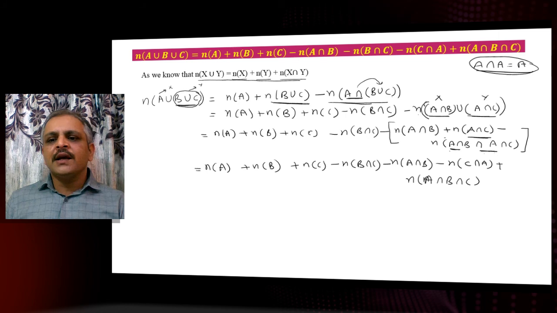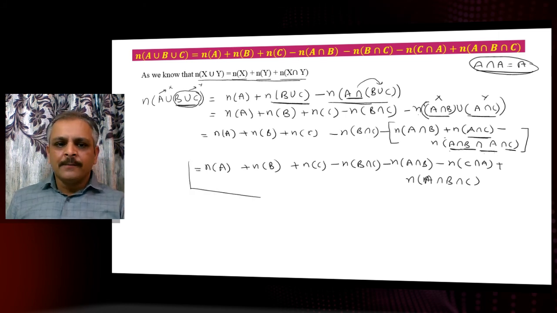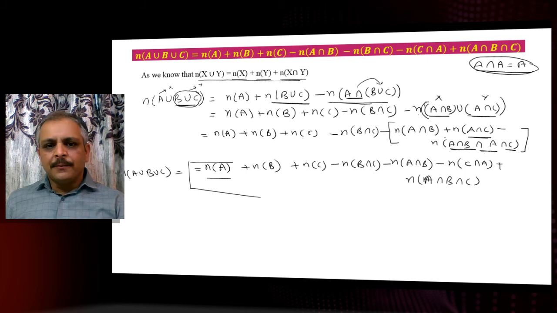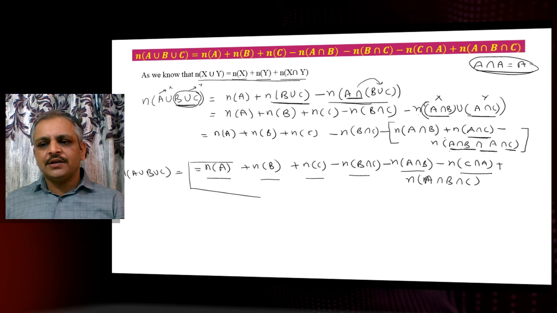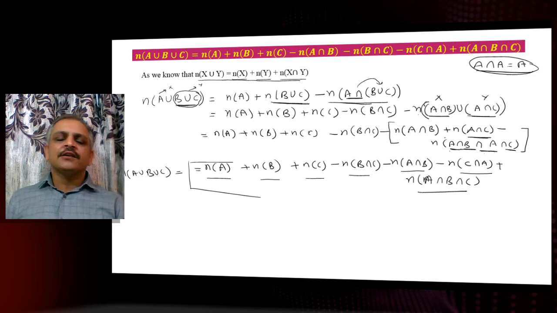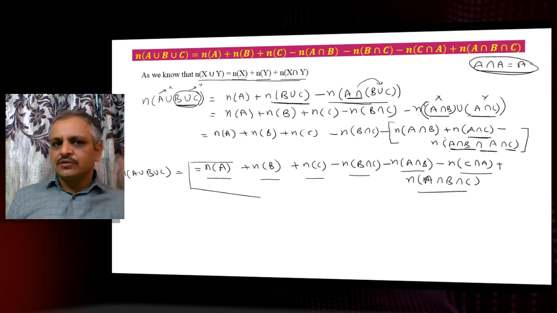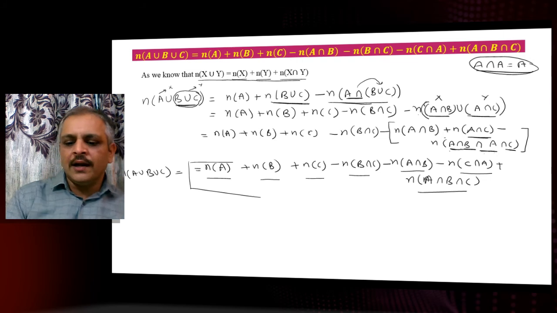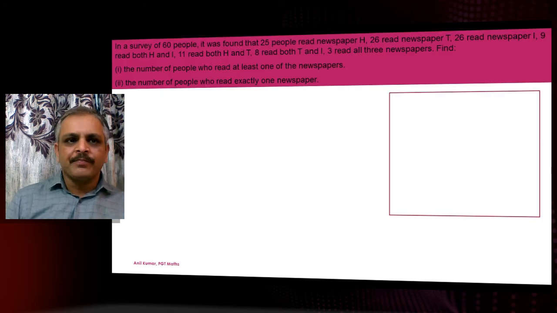So what remains? A intersection B intersection C, and that's how I will get my result, that A union B union C will be number of elements in first set plus second set plus third set minus whatever portion is common between two sets, that is B intersection C, A intersection B, and C intersection A, and then we will add whatever is common between three sets. So that's how we got this result. Let's do some problems based on this.